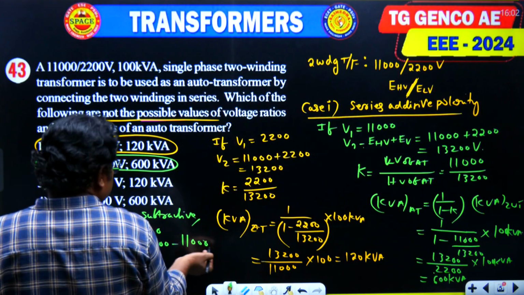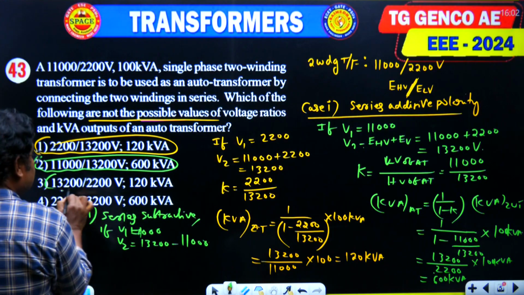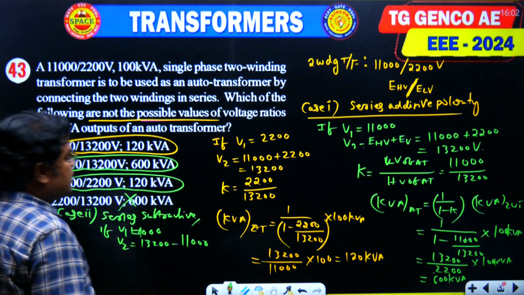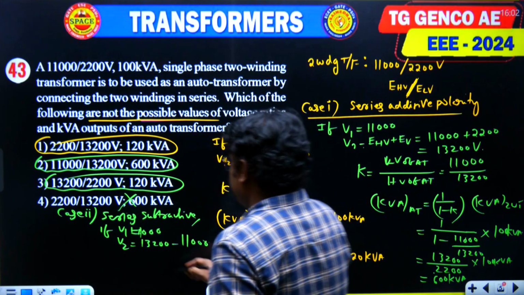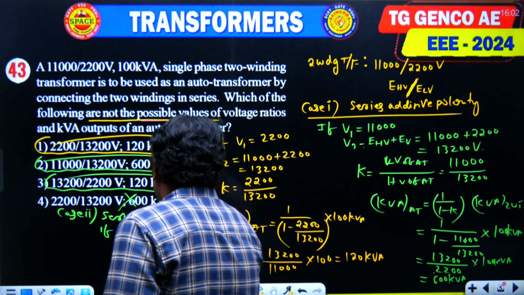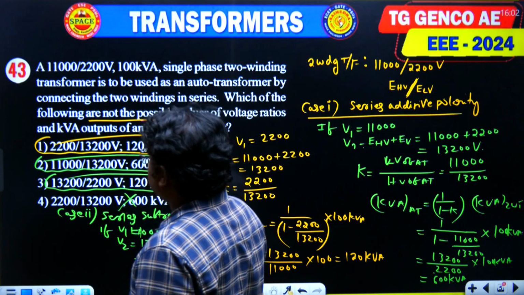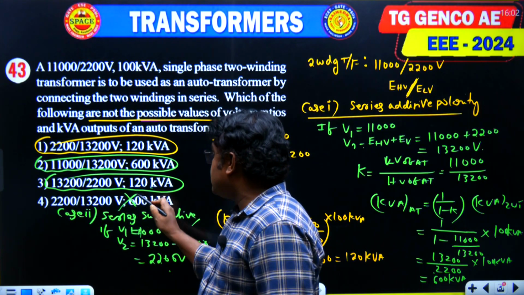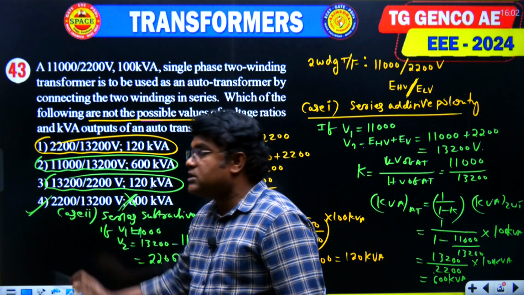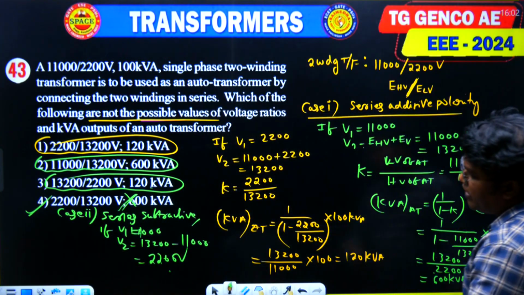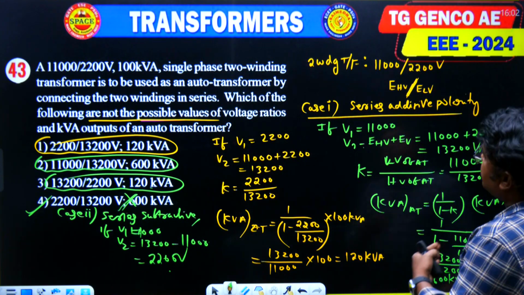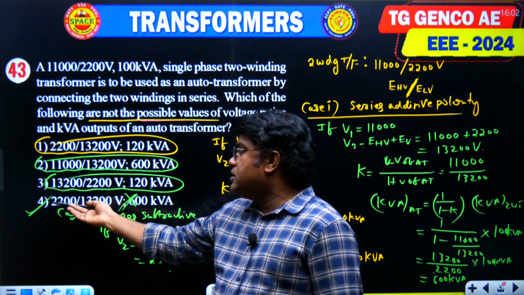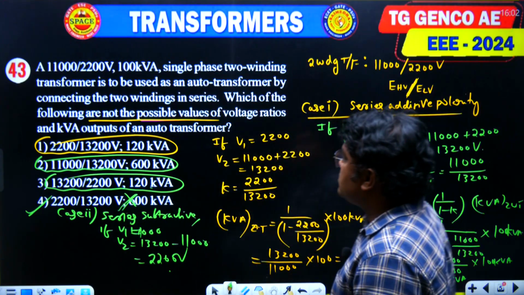So this also we can get. This is also possible. So here 120 kVA, but this is not possible. So that option, the 2, why? Because it is at 2,200 volts. This kVA rating is also possible by using series subtractive polarity, but the fourth option is not possible, and option 4 is correct for this question. So like this we can eliminate the options. First find out the series additive polarity nature, then verify series subtractive, then finally we get the fourth option is the right one for this question.